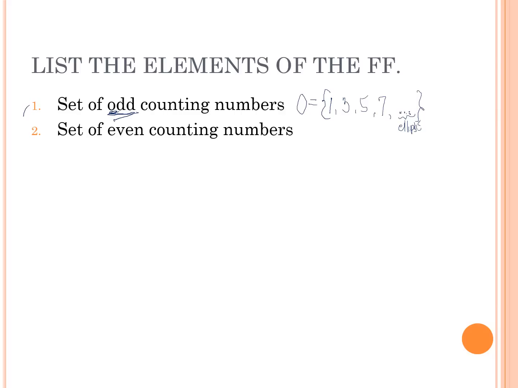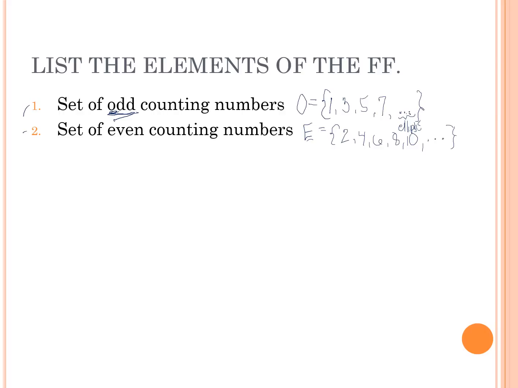Number two, how about the set of even counting numbers? Again, we start by naming our set. We can use letter E for even, or you can use any letter that you want. The lowest even number is 2. By the way, even numbers are numbers which can be divided exactly by 2. So we have 2, 4, 6, 8, 10. And again, since there are more numbers that follow after 10, we use an ellipsis. So that is for number two.